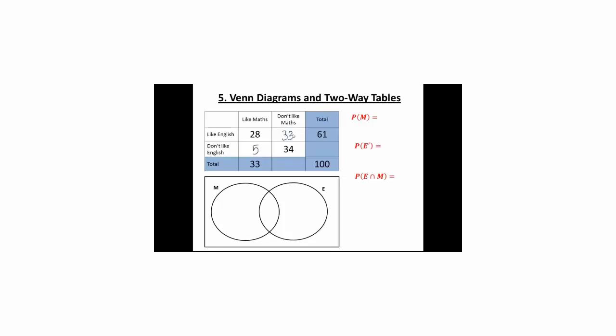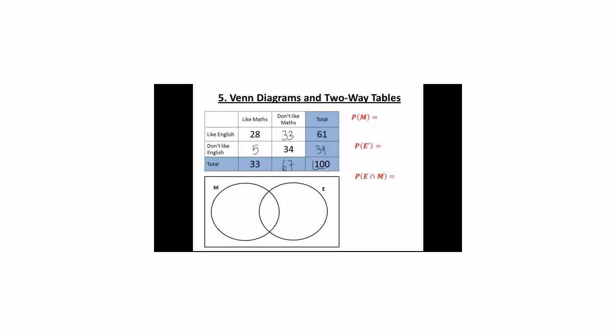So that's people who don't like maths but like English. Now this number represents the number of people who don't like maths and they don't like English, so they don't really like much. So altogether, this column will tell me that there are 67, so if I add those two together, 33 and 34, 67 people who don't like maths in total. And then this number here tells me the total number of people who don't like English, which is 39.